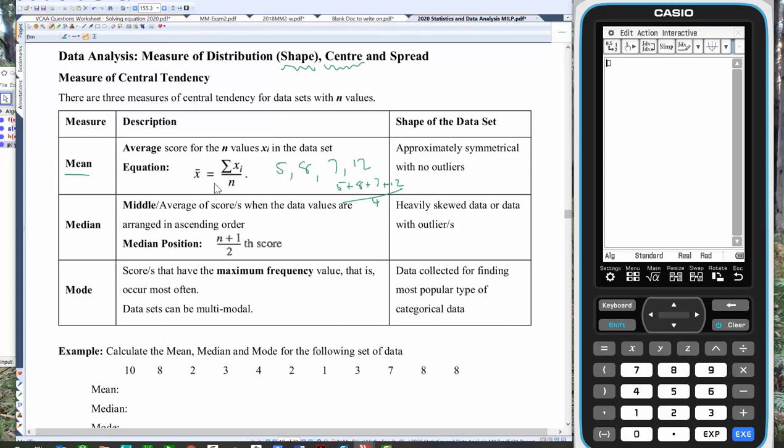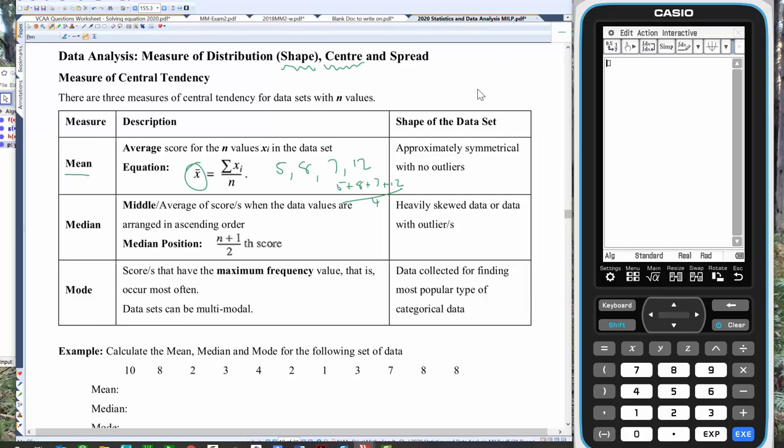So the equation here, x bar, is what we call the mean in statistics. We refer to that as x with a bar on the top, so we call it x bar. It is the sum of all of the x values, that's what this symbol means here, over the number of values that we're summing. Now, mean is good to use when the data is roughly symmetrical, so that means the data is spread around the middle value roughly evenly.